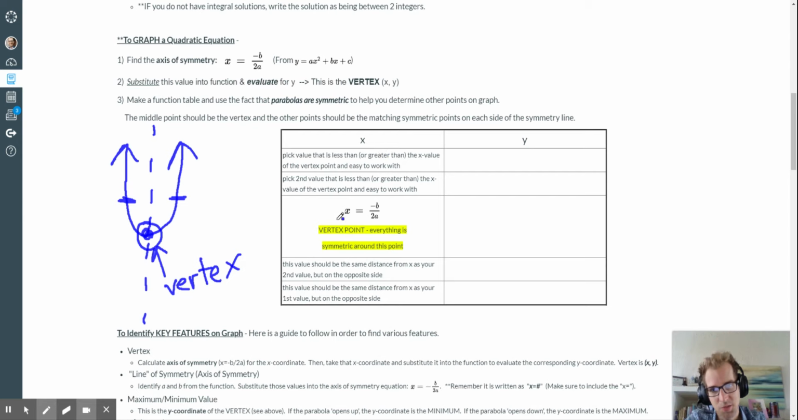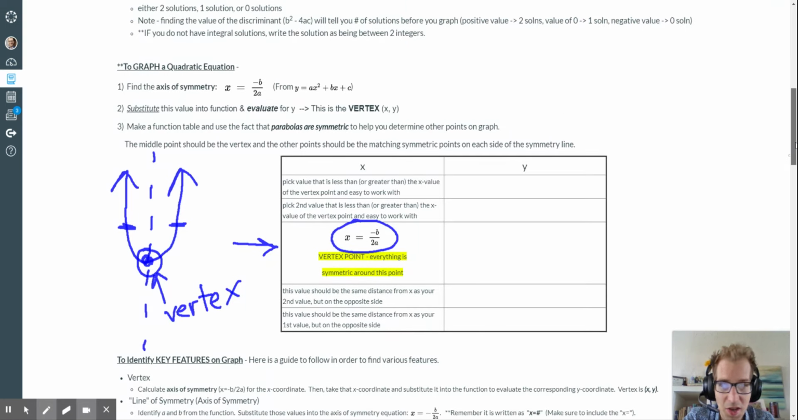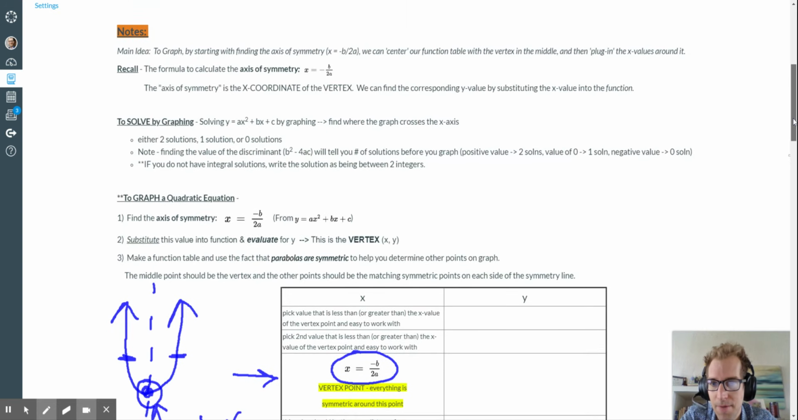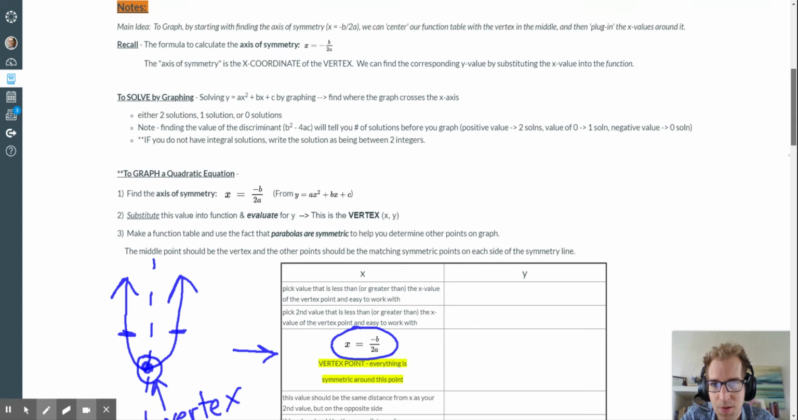So basically you'd want to start with that as the middle of the function table, and then pick values on either side of it. We'll look at some more examples of that, but that's really the bottom line for having success today. Otherwise, we'll just jump on here a little bit.